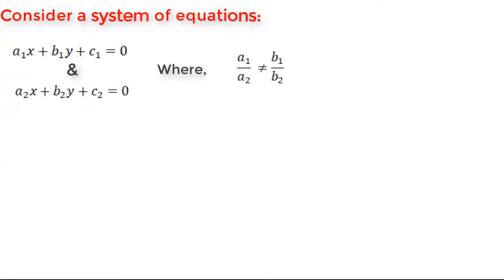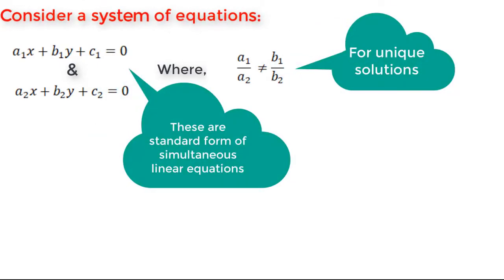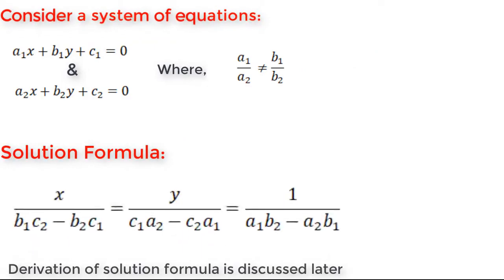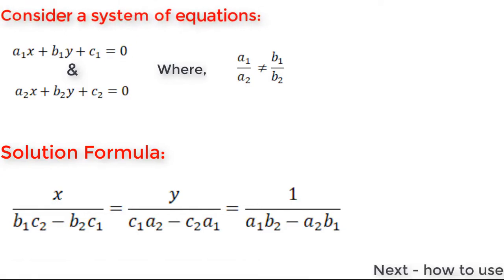Consider a system of equations like a1x plus b1y plus c1 is equal to 0 and a2x plus b2y plus c2 is equal to 0. And for unique solutions, a1 by a2 is not equal to b1 by b2. Okay, now the solution of the above two equations will be given by the solution formula, which is x by b1c2 minus b2c1 is equal to y by c1a2 minus c2a1 is equal to 1 by a1b2 minus a2b1. Okay, now let's see how we can use this formula.